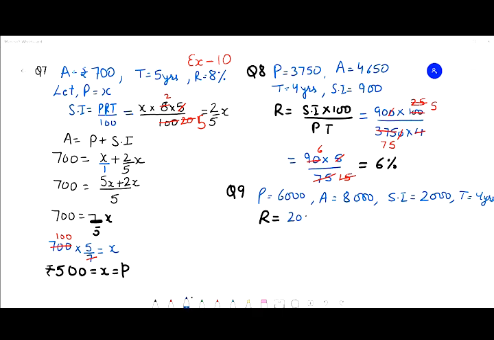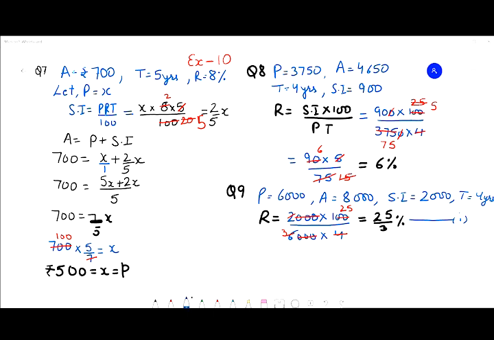SI is 2,000, into 100. Principal is 6,000 and time is 4. Now for cutting, I'll cut all the 3 zeros with these 3 zeros. 4, 25, 2, 3. That means the rate of interest will be 25 over 3%. I'll keep it like this only because I have to use it further.